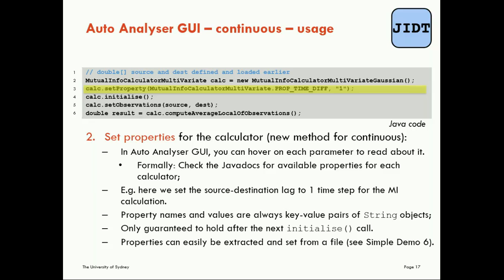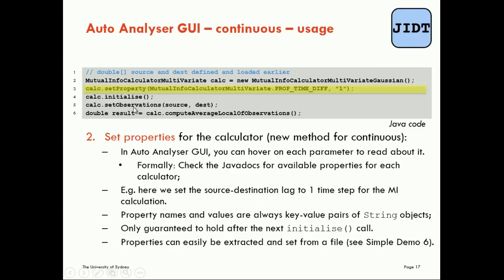Okay, let's have a look at what we say about that in the slide. So here we see the example, we set the time difference to a value of 1. The set property calls are always made using key value pairs of string objects. Okay, so even though 1 is an integer, we supply it as a string here. Again, the Auto Analyzer is going to take care of that for you. The properties that we set are only guaranteed to hold after the next initialize call. So that's why you see it in the flowchart and in the code being done before initialize. Okay, so make sure you set those properties before you call initialize.